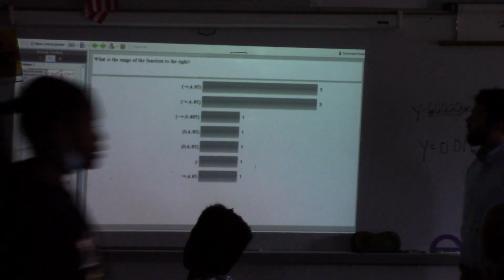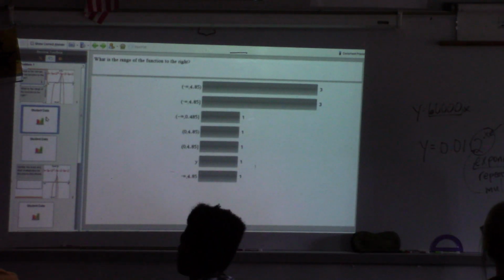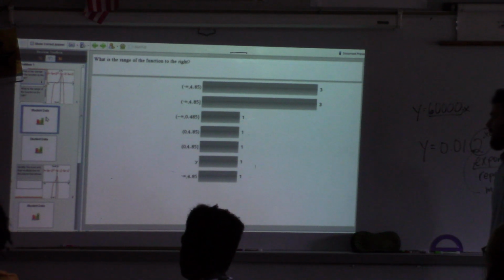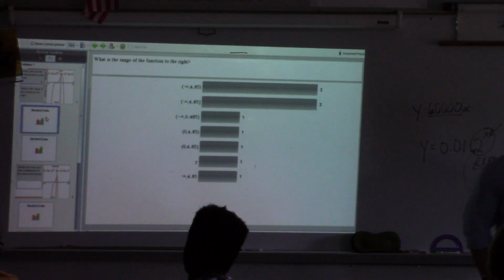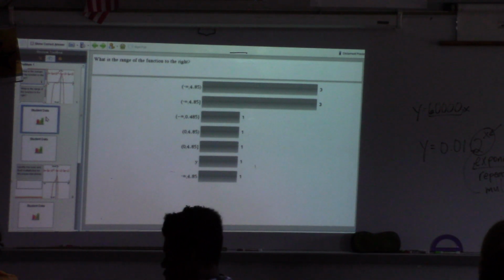Okay, so what is the range of the function to the right? I see a lot of us did negative infinity to 4.85. I see a 0 to 4.85. A lot of us were thinking negative infinity to 4.85. So how are we supposed to figure out the answer here? I mean, we had the graph, right? Find the maximum y value.